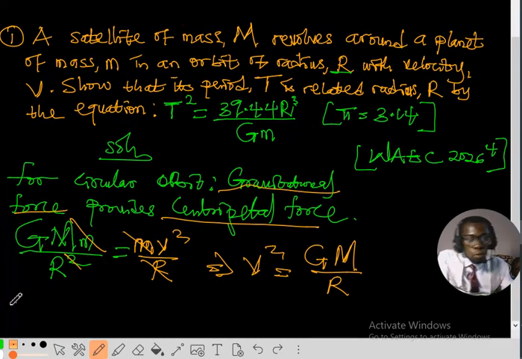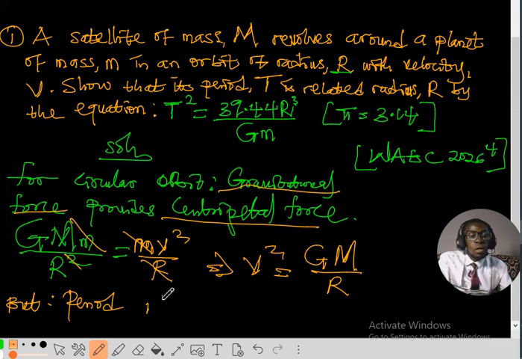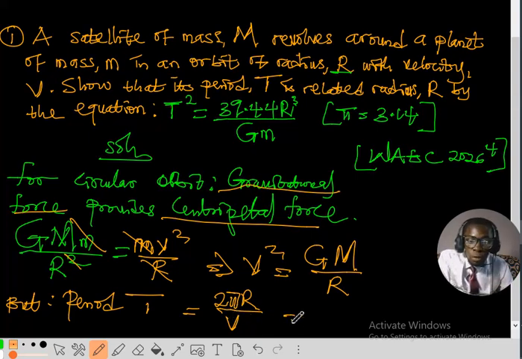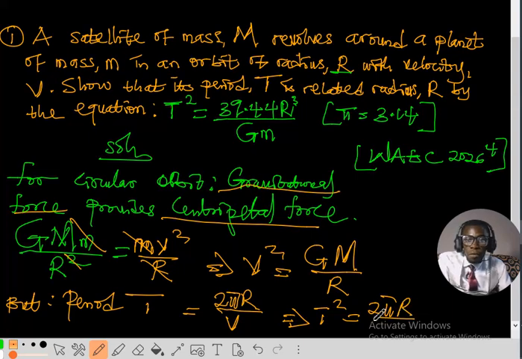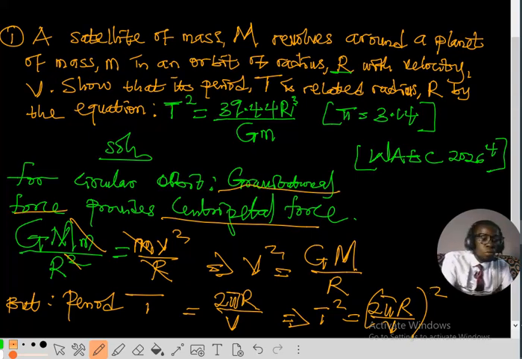Alright, but the period itself, capital T, is the circumference of the circular path, that is 2 pi r, over the modulus of the speed around the circular path, v. So if the period is given as this, the square of the period will be 2 pi r over v, with everything squared. Let's proceed to the next page.